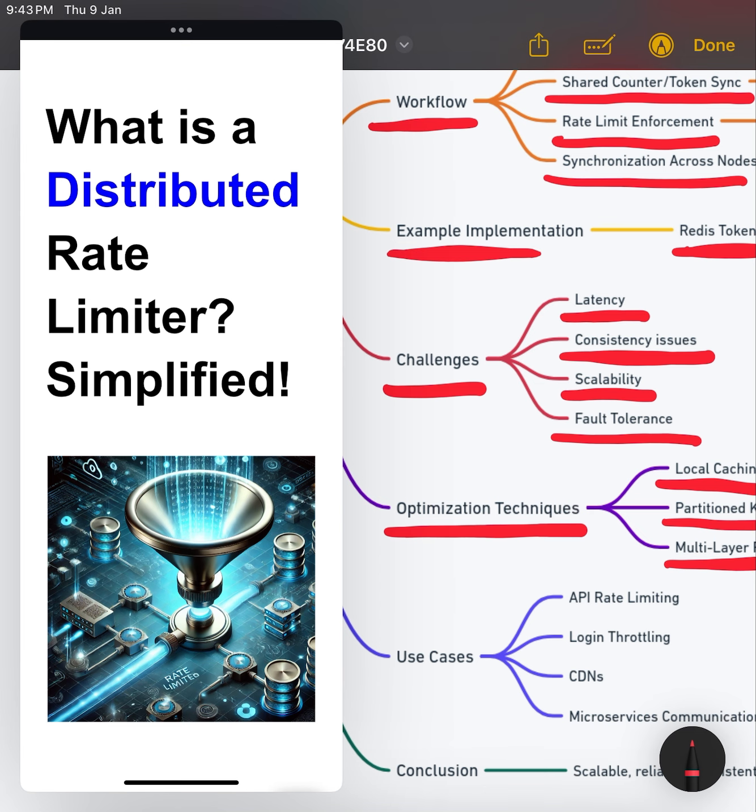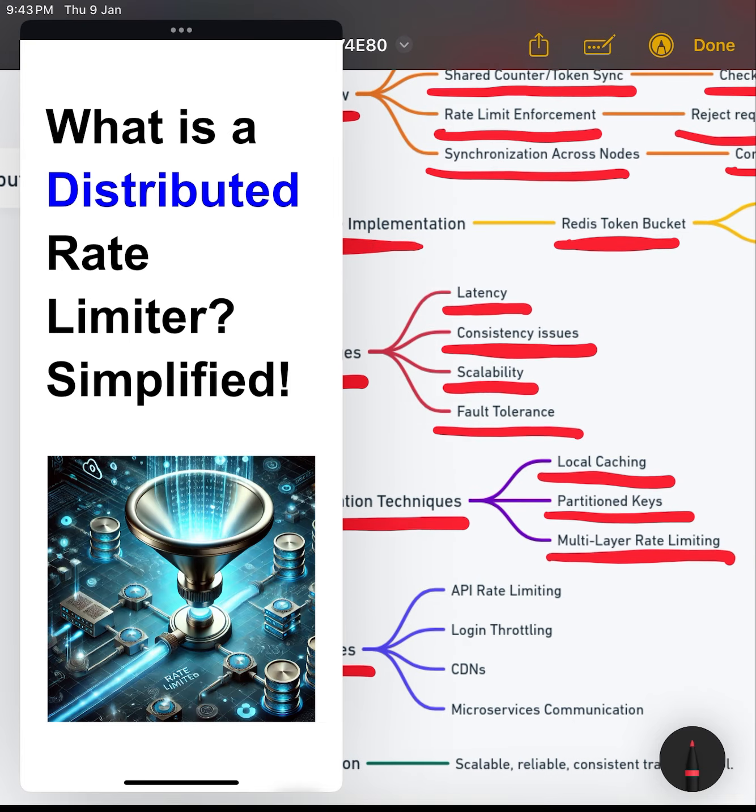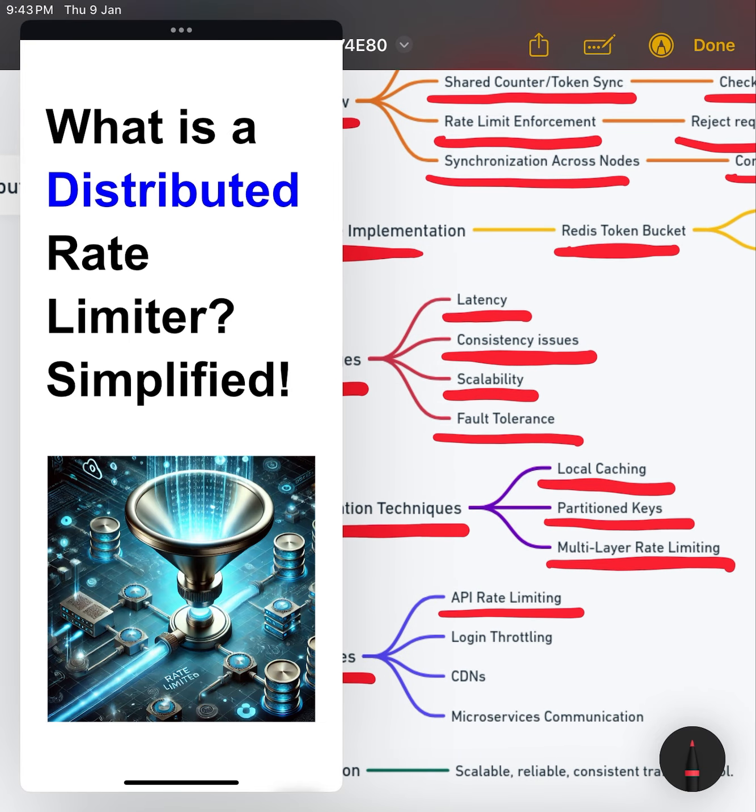Use cases. 1. API rate limiting. Prevent abuse or overuse of APIs by limiting requests per user or service. 2. Login authentication throttling. Limit login attempts to prevent brute force attacks. 3. Content delivery networks, CDNs. Manage traffic from multiple clients to prevent overload. 4. Distributed microservices. Throttle inter-service communication to maintain stability.